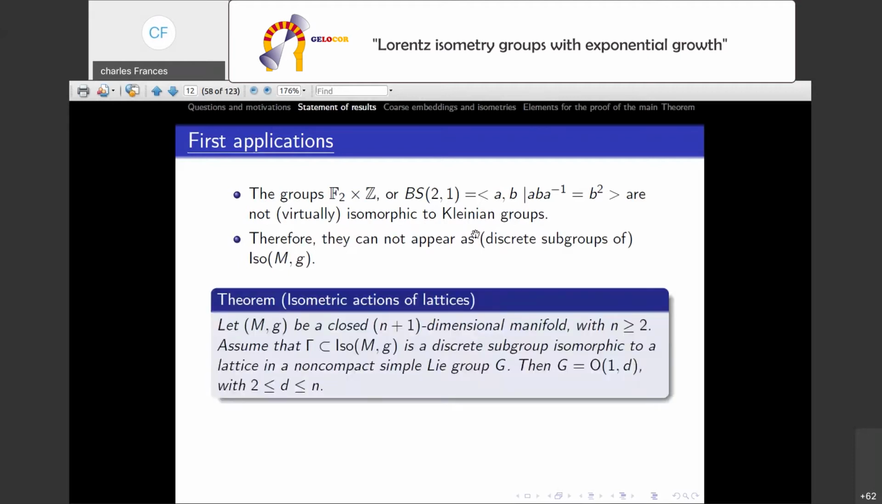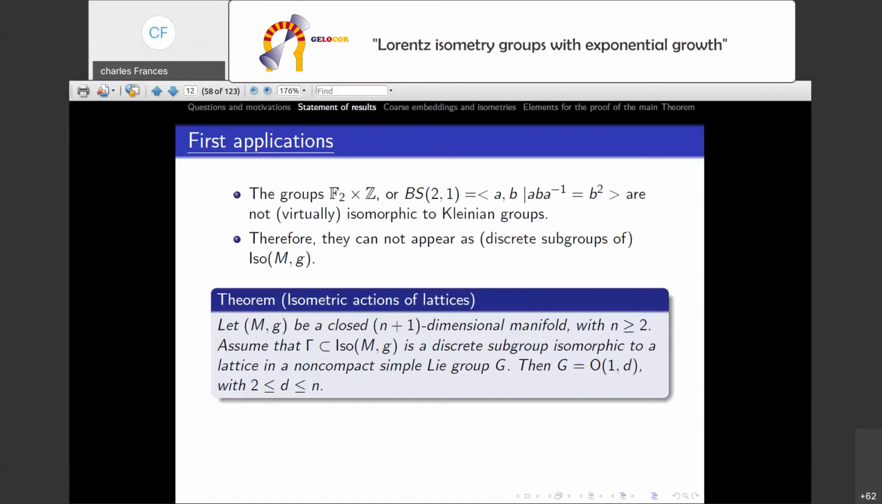Another example is about isometric actions of lattices. So we assume that the isometry group of a closed Lorentz manifold contains a discrete subgroup isomorphic to a lattice in a non-compact simple Lie group G. Then actually G must be isomorphic, up to finite cover, to O(1,d), with d controlled by the dimension of M.